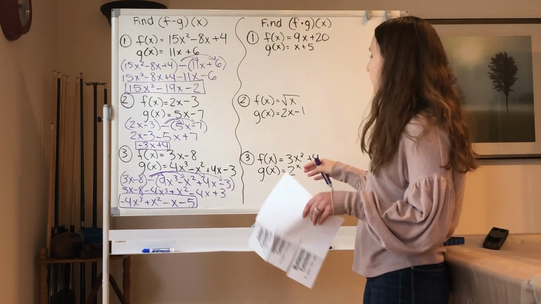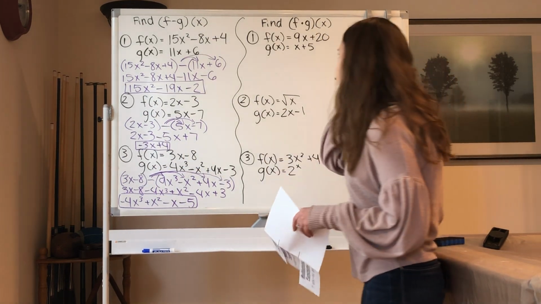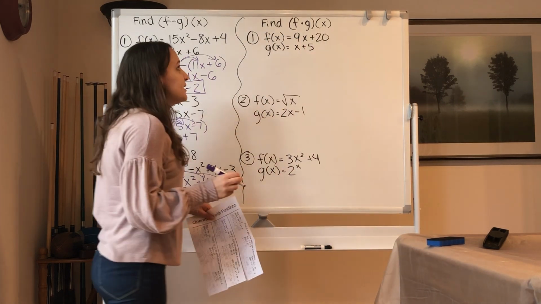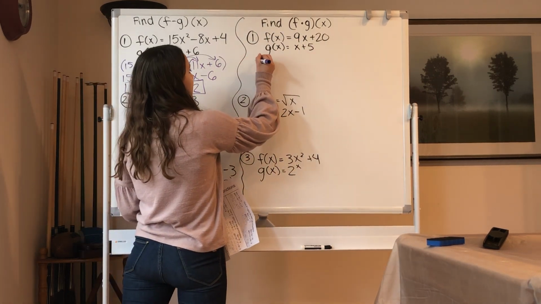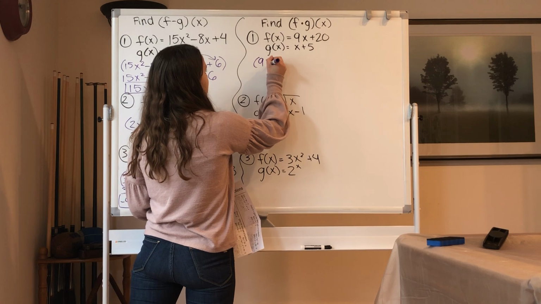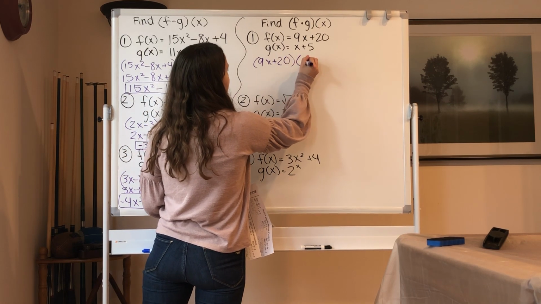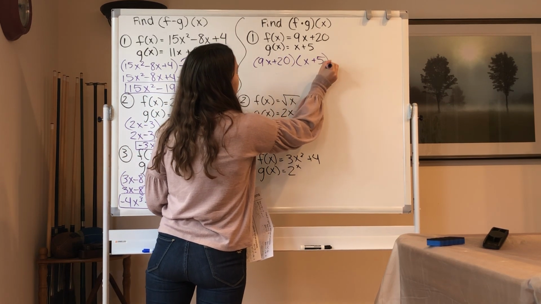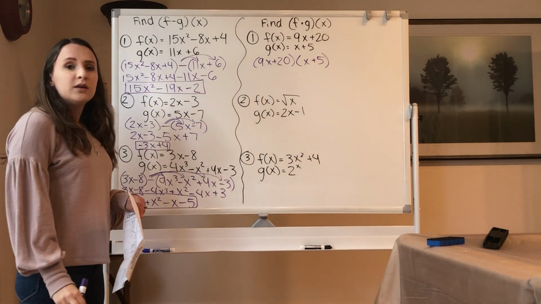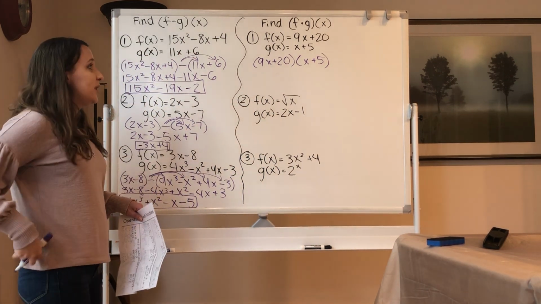Okay, now we're moving over here. We're going to be multiplying our functions now. So I'm going to put these in parentheses. We're multiplying 9x plus 20 times x plus 5. So how do you multiply these? You multiply them with FOIL.